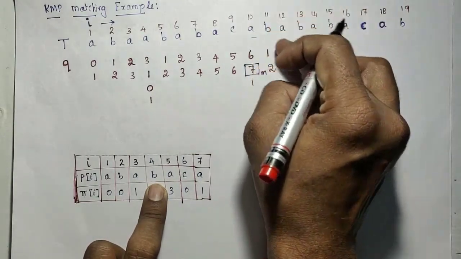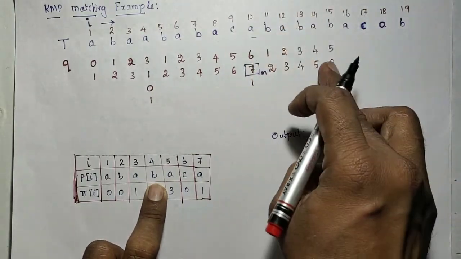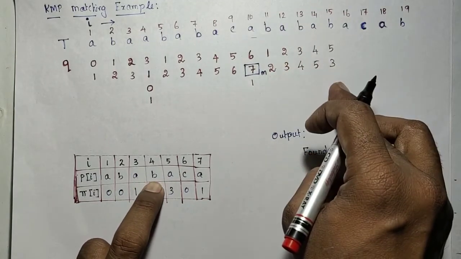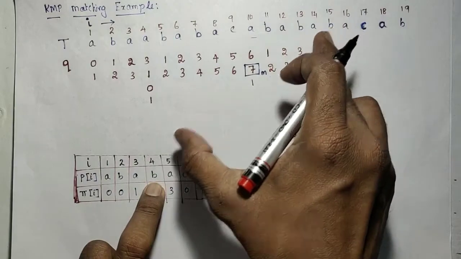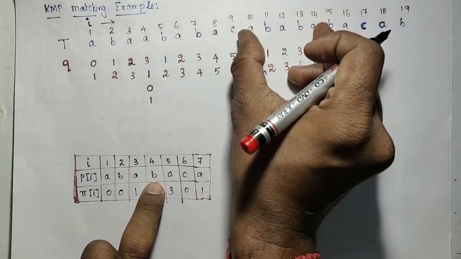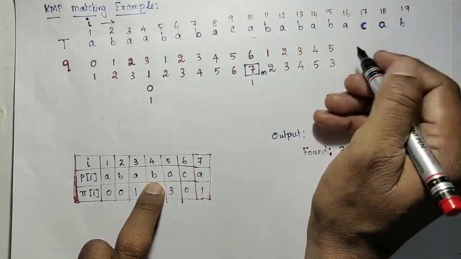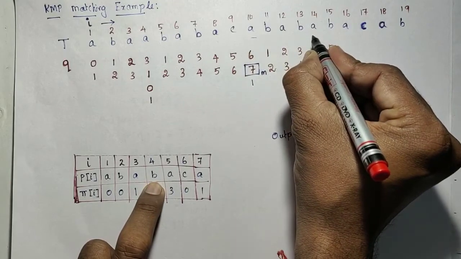So only the last 3 characters are matching. Now I need to compare the 4th character. The 4th character is B, compared with this B. Both are equal. So up to the beginning, the last 5 characters are matching.